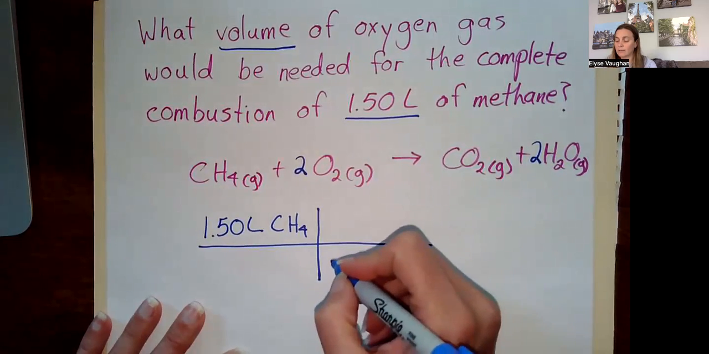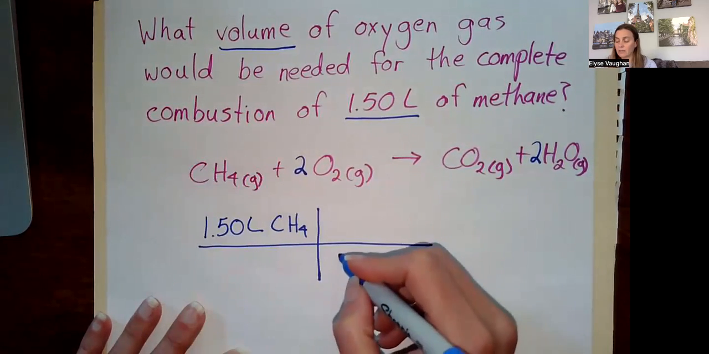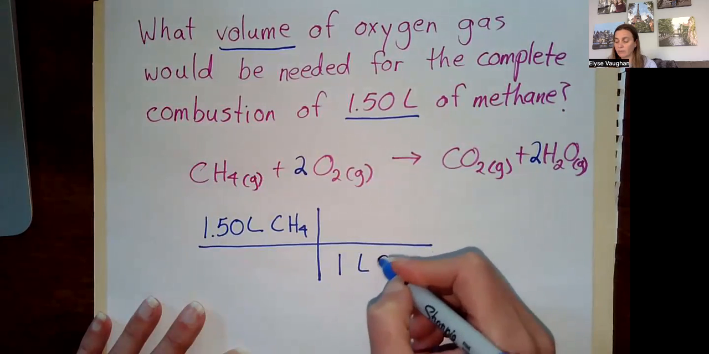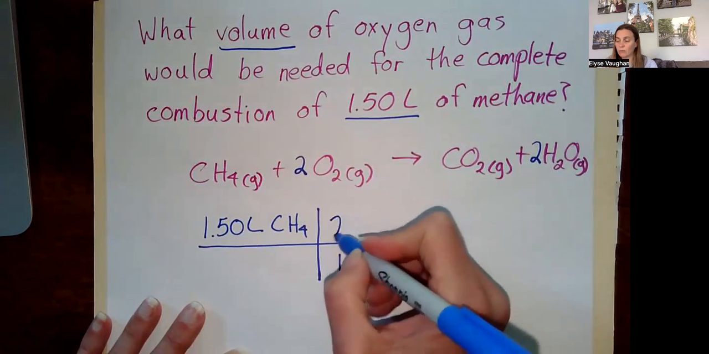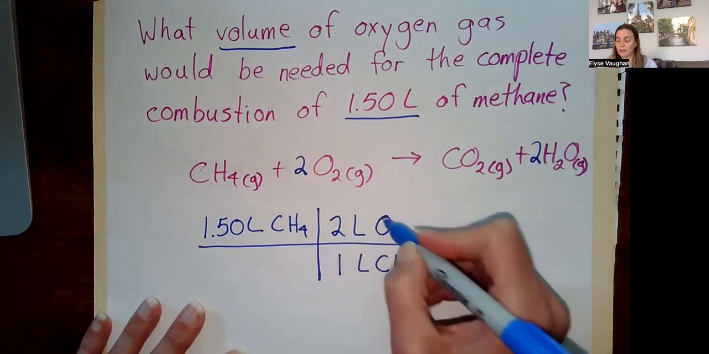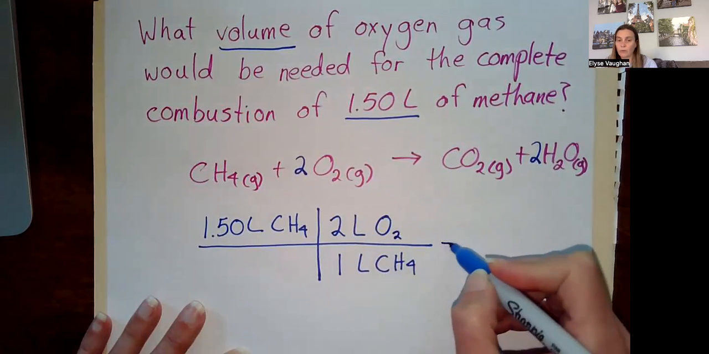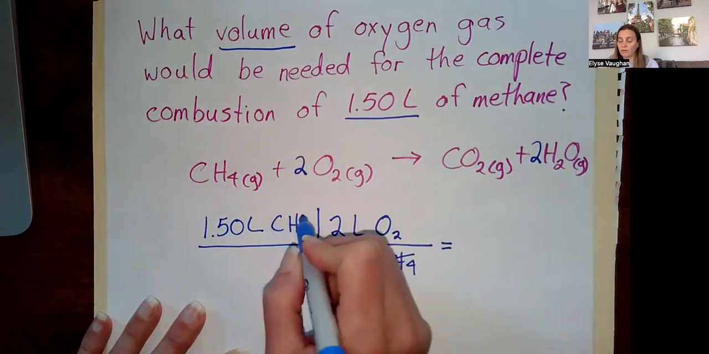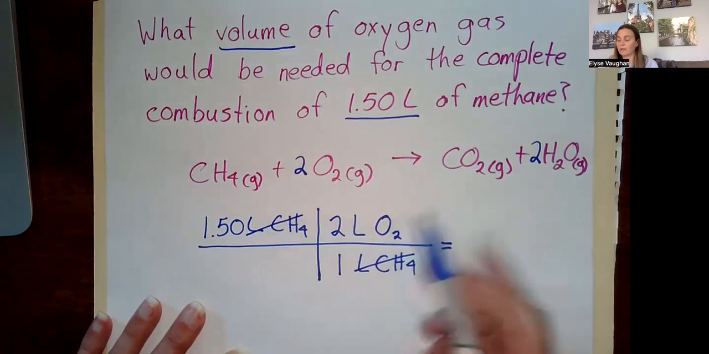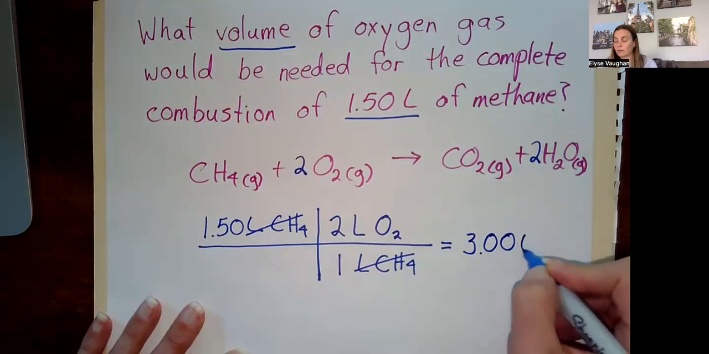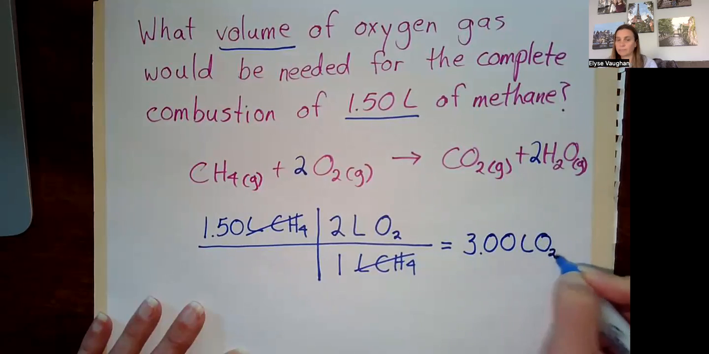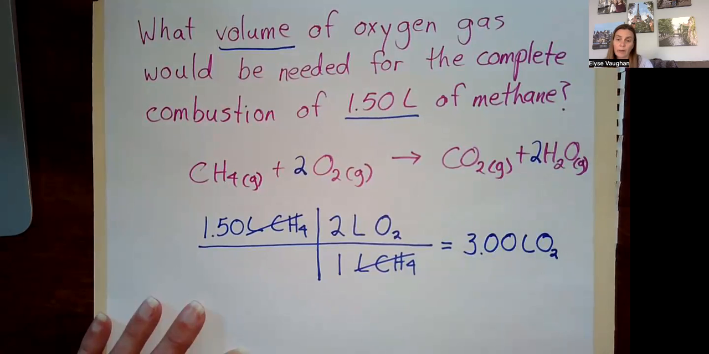And so I can say that for every 1 liter of CH4, because that's the coefficient of the methane, I will need 2 liters of oxygen gas. And so I've canceled out liters of methane and I have liters of oxygen, and I need 3.00 liters of oxygen. So stoichiometry doesn't get a lot simpler than that.